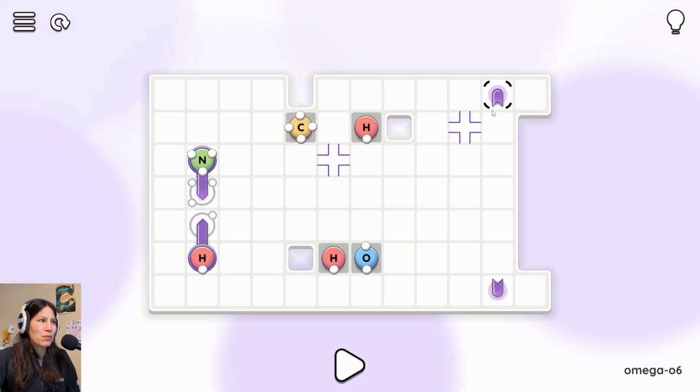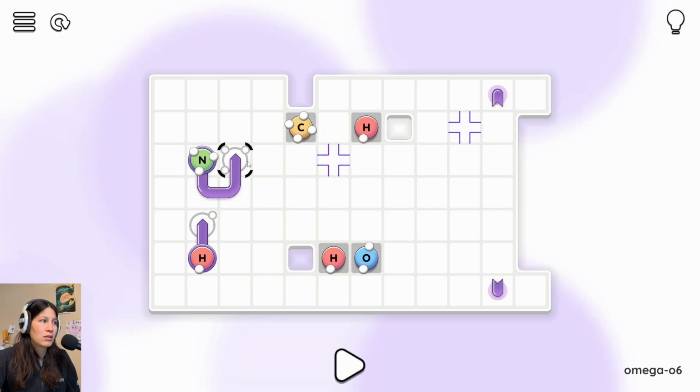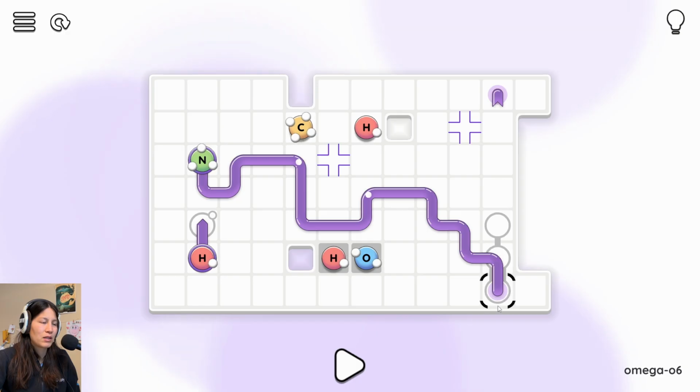So I can't have C to the right. Never mind, I have to have C up. In which case, I can't do that. The N's gotta go down here. It's gotta do something like that, but that doesn't use these at all.